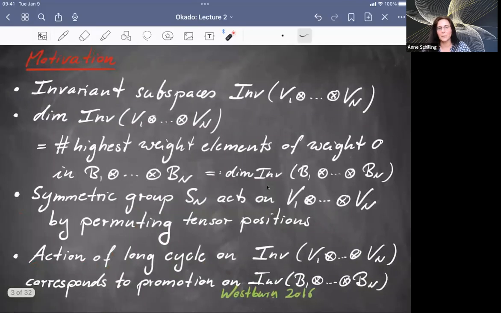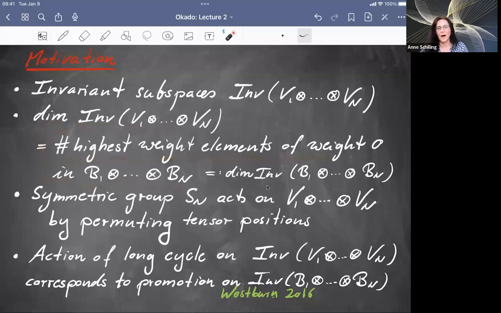So let me start with the motivation of what I want to talk about. What we want to study are invariant subspaces of a tensor product of certain representations. Since we are mostly interested in crystal bases, it turns out that the dimension of these subspaces is given by the number of highest weight elements of weight 0 in the corresponding tensor product of crystals. Okay, so that's basically what we will be working with.